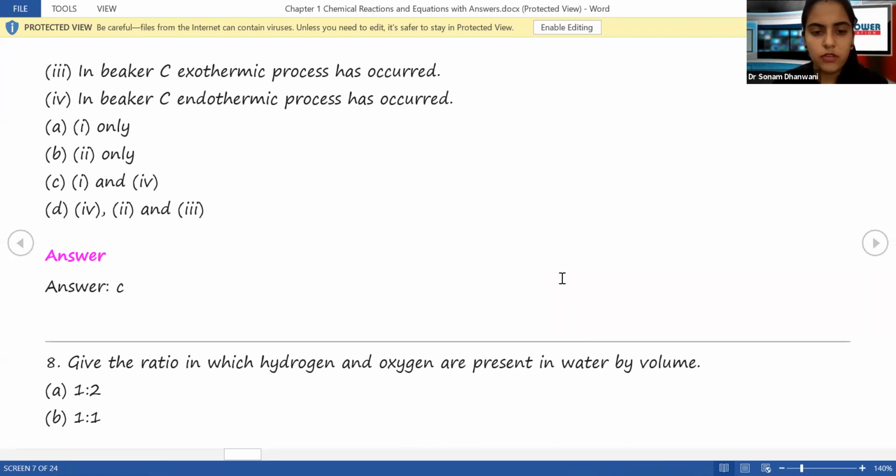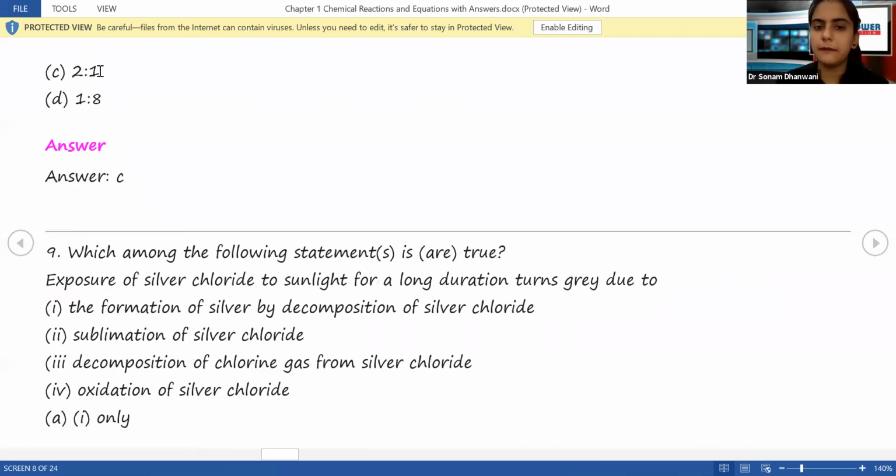Given the ratio in which hydrogen and oxygen are present in water by volume. Okay, what is water? H2O. Simple. 2 is hydrogen, 1 is oxygen. Ratio is 2:1. Option number C. Okay? Yes, going ahead. Which of the following statements are true?